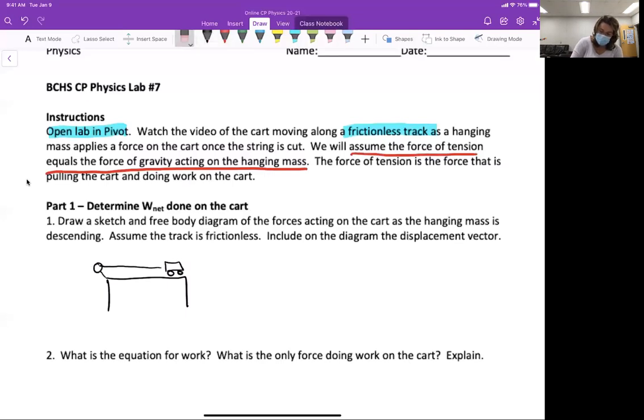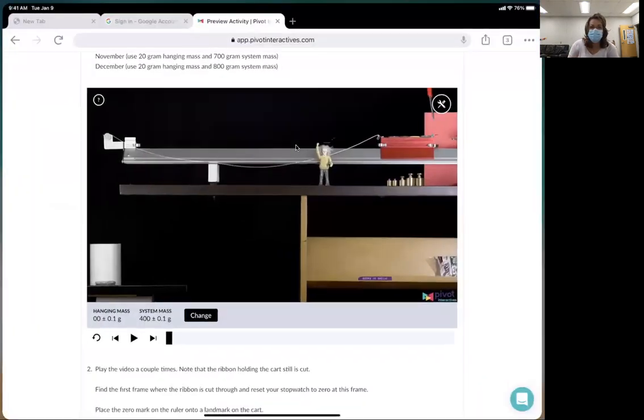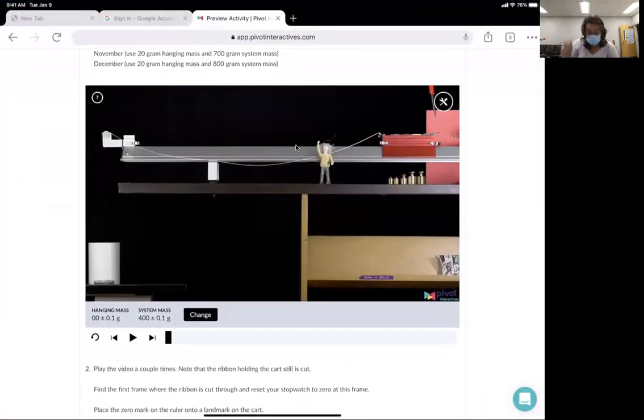Let me draw that a little bit better. Okay, and that hanging mass is going to descend and eventually hit what looks like a piece of clay or something. Nevertheless, there's a diagram of what's occurring. So let's go and look and see what this looks like. And hopefully my online students can see that.